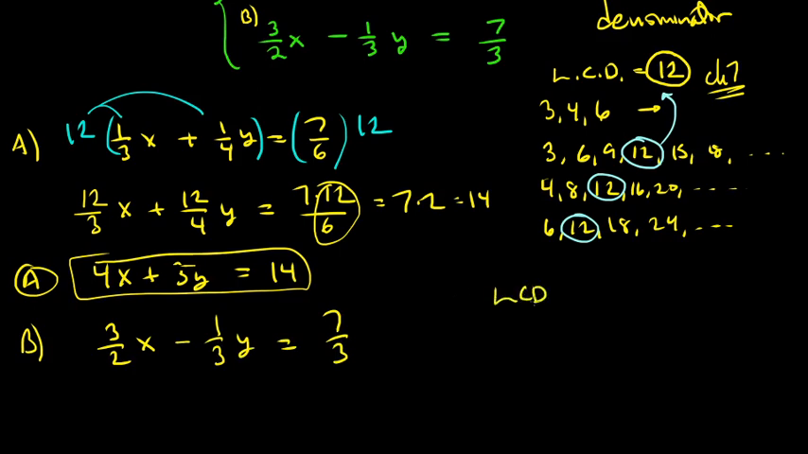And what's the least common denominator here? So we have denominators of 2, 3 and 3. Hopefully you see that the least common denominator is 6, since 2 times 3 is 6. So multiply both sides by 6, again only in the numerators.